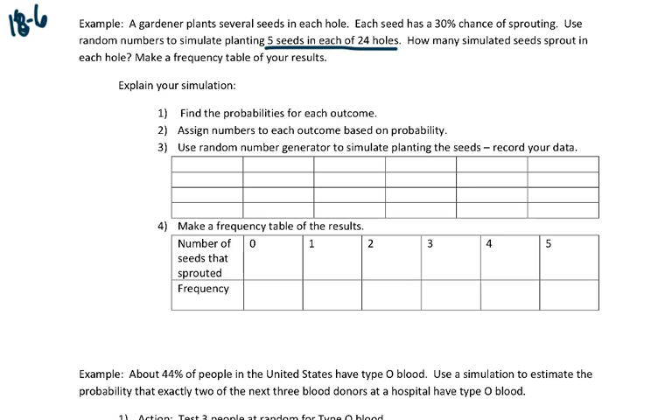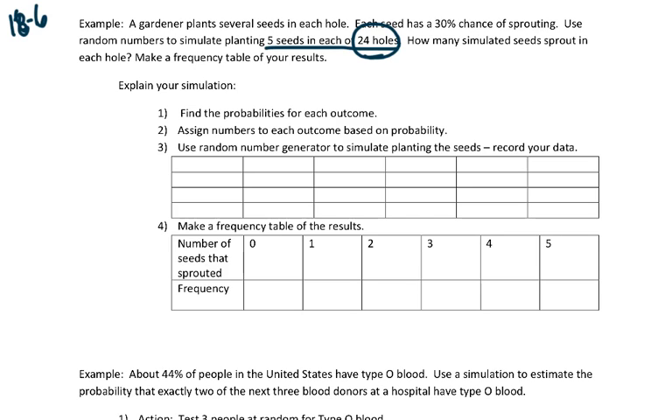Okay, so the 24 holes is the number of times we're going to do this, and 5 seeds in each hole means that we're going to have 5 numbers in each of the 24. How many simulated seeds sprout in each hole? Make a frequency table of your results.